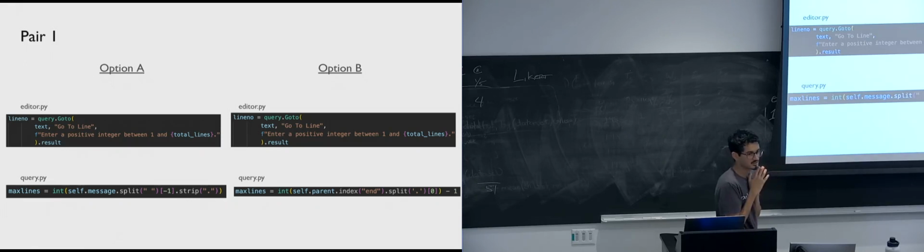Yeah, that was option B. I think option A kind of creates coupling with the query message. For example, you want to switch around the order and say enter a positive integer between 1 and total lines, and then put something after that. Then when we parse the -1 index, it would go to something else, and that wouldn't be total lines anymore. And so option B solves that by going directly to the parent, which is always going to be raised in the query class. And so that's going to be in the method. It's very easy. Okay, awesome.